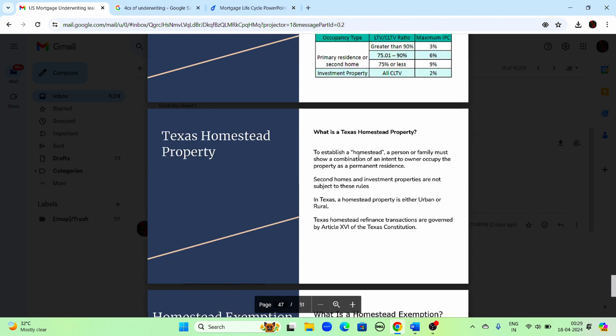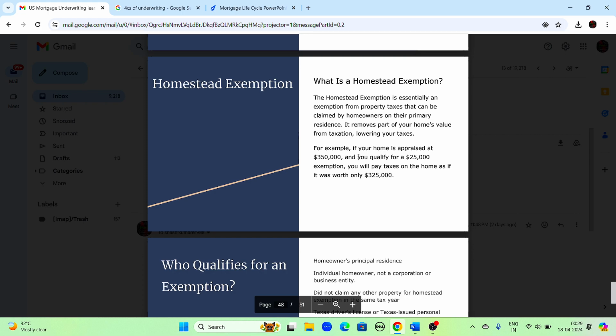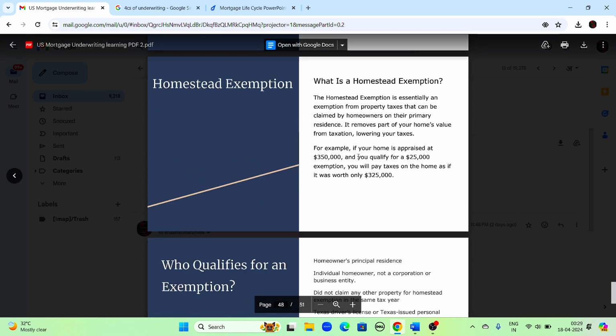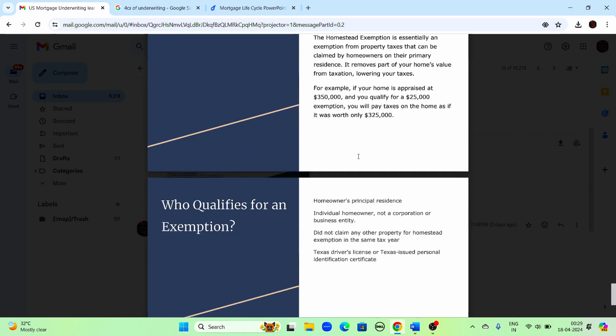Excess homestead property. To establish a homestead, a person or a family must show a combination of an intent, owner occupy the property as a permanent residence. Homestead exemption. It is essentially an exemption from property tax that can be claimed by homeowners on their primary residence. It removes the part of your home value from taxation, lowering your tax.